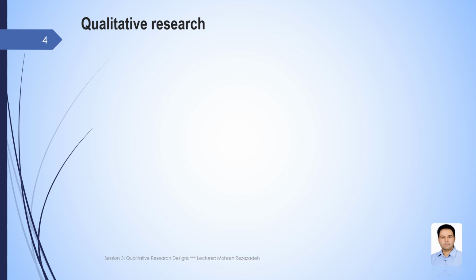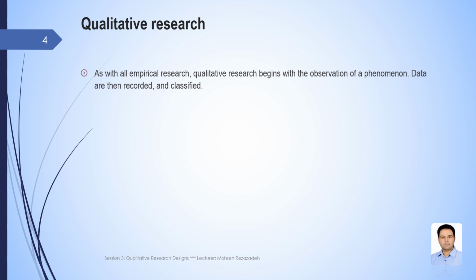Qualitative research is a type of empirical research, and as with all empirical research, this kind of research begins with the observation of the phenomena. Afterwards, the data are recorded and classified. Then, themes, patterns, and processes are developed in order to organize the massive amount of data generated. And when we collect the data in qualitative research, we will deal with a massive amount of data generated. So we need to find patterns, we need to find themes in order to organize the data.